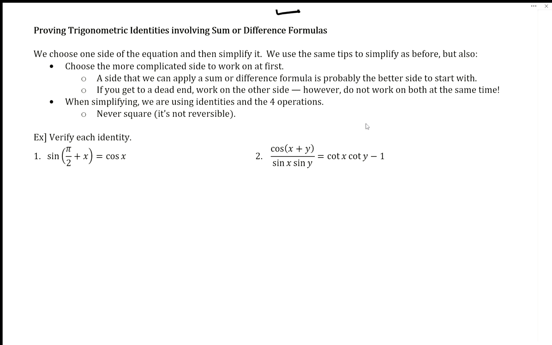On these problems, usually if you see a special angle, like pi halves plus x here, that's the side to choose. Over on the right, just regular old x, that's not special. Here I've got a special addition of angles, so I should choose the left-hand side. Remember, we just write out the same thing, so nothing has changed yet. And then we'll use the addition formula immediately.